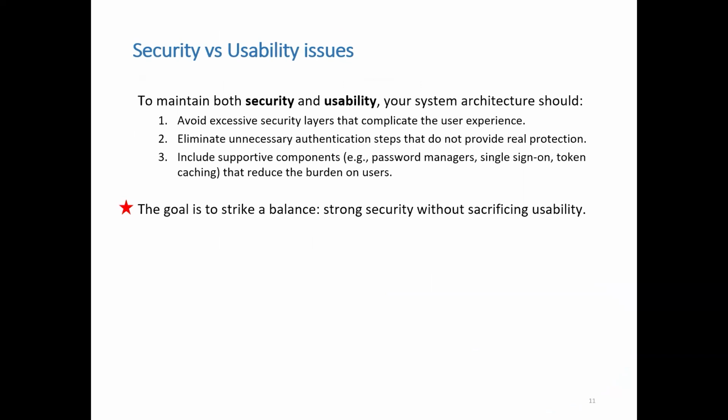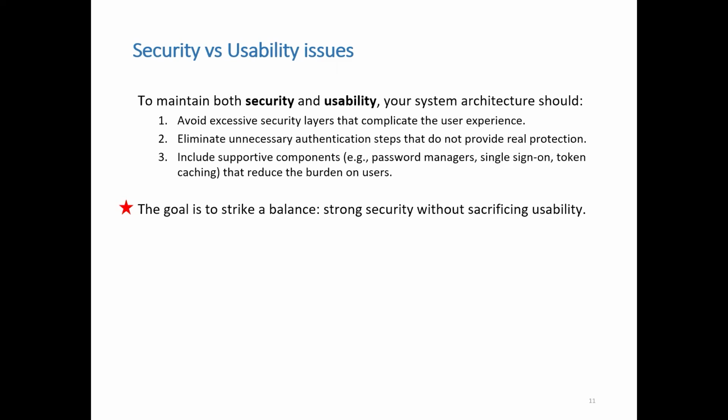As we wrap up this discussion on security and architecture, let's talk about how to avoid turning your system into a usability nightmare. The reality is users don't like jumping through hoops, especially when those hoops feel redundant or unnecessary. And while we want strong protection, we don't want to frustrate users to the point that they start finding ways around the system. So how do we balance that?